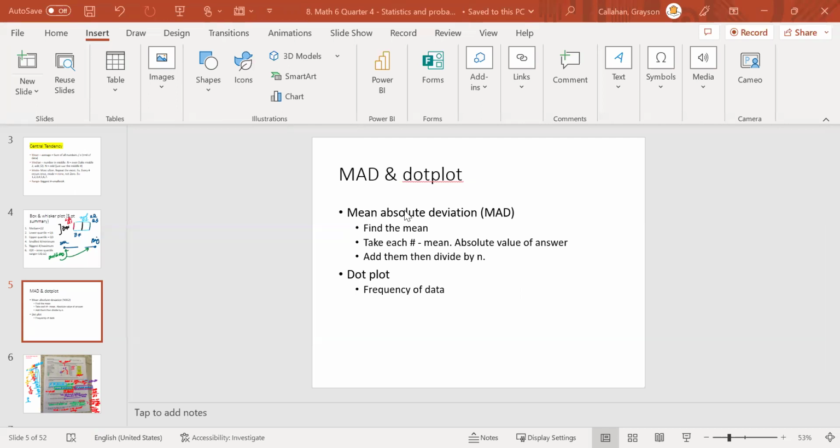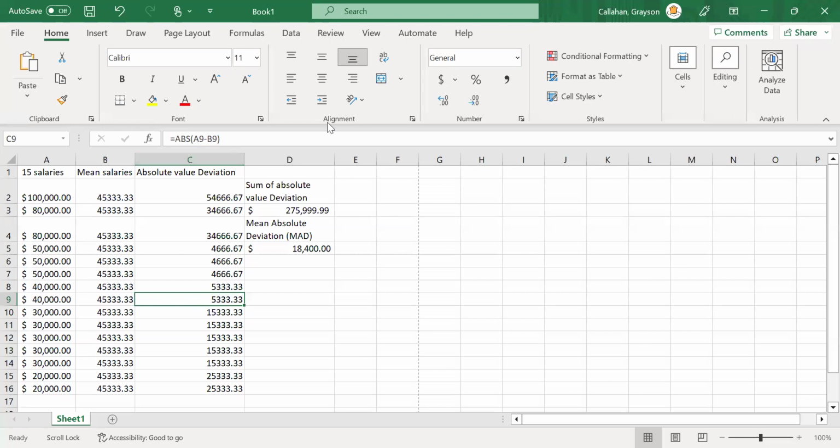So take a look. This is a salary, right? Which one's the highest salary? 100,000. Which one's the lowest? 20,000. Okay. You first need to find the mean of the salary. What is the mean of the salary? How do you find the mean of the salary? The average. Okay, that's right. How do you find the average?